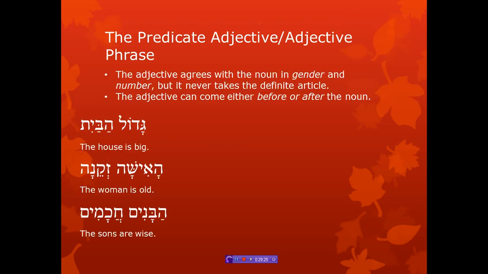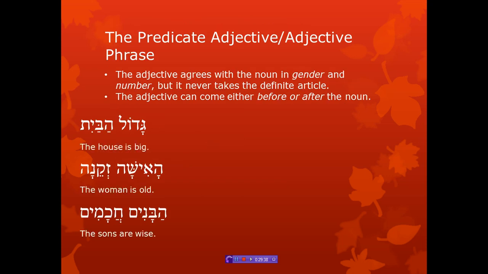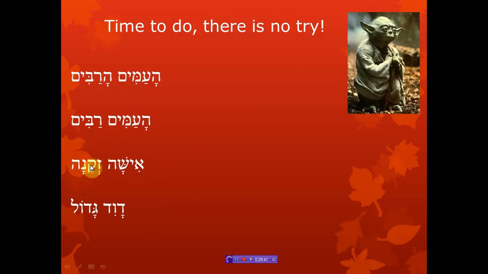Let's look back, actually. An attributive adjective follows the noun it modifies. Okay, that seems to be the case here. The adjective must agree with the noun in terms of gender, number, and definiteness. That is also the case, right? So we have here isha zakena. It agrees in terms of gender, they both are feminine. It agrees in terms of number, they're both singular. And it agrees in terms of definiteness. There is no definite article. It's indefinite, in fact, and so the adjective reflects that. Okay, so it could be an attributive adjective.